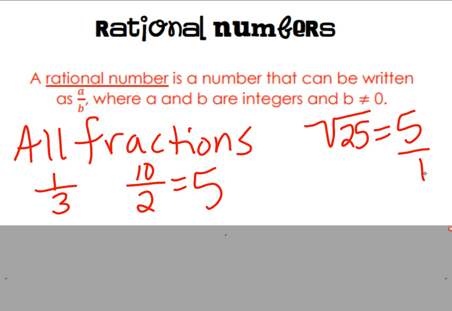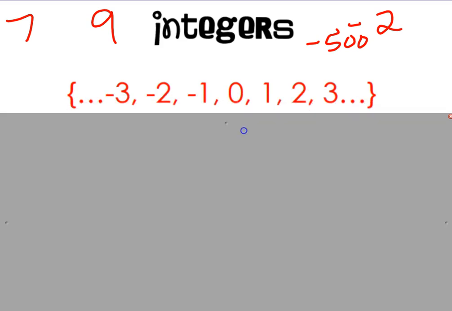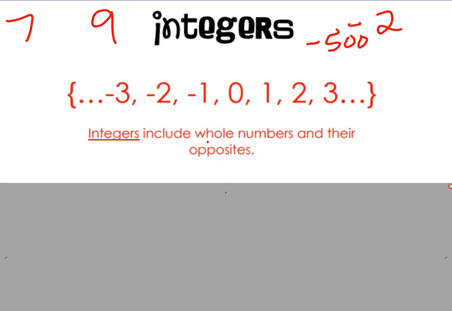All right, so we started out with irrational numbers or rational. So if a number is rational, it can also have other names. So let's take a look. Integers, okay? Let's think about what that is. You guys learned about integers last year. We know integers are like -2, 7, 9, -500. These are all integers. So let's define integers. Integers are whole numbers and their opposites.